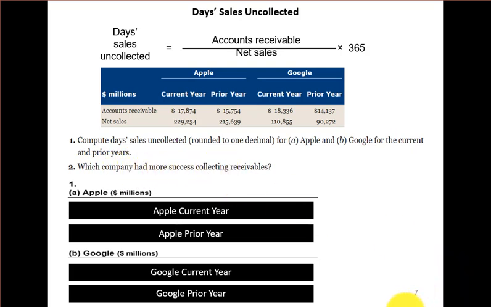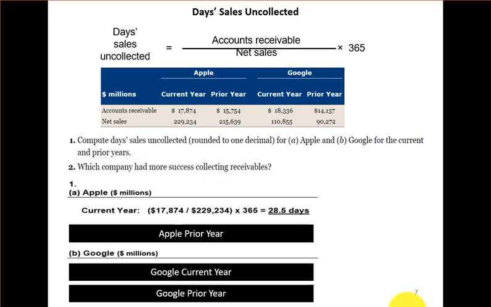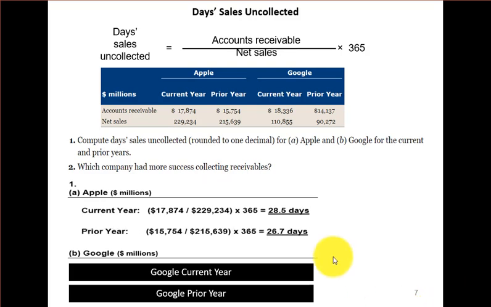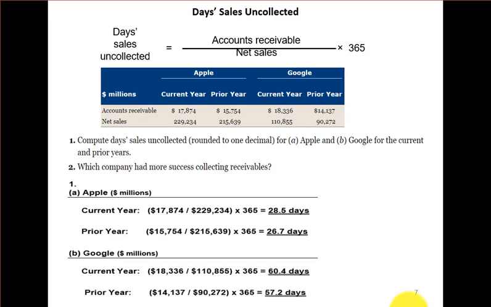Well, we know the formula, we know how to do it, so let's just go through and find out what the answer is here. For Apple, for example, prior year was 26.7 days, and current year is 28.5 days. It looks like Apple's collection is getting a little worse. Let's look at Google. Google's 60 days and 57 days last year, so it looks like Google's collection time is getting a little worse, and so both of them look like they are not improving. They're getting a little bit worse.